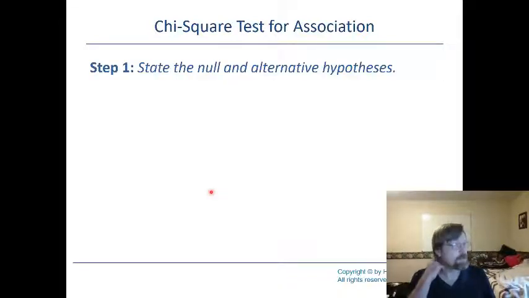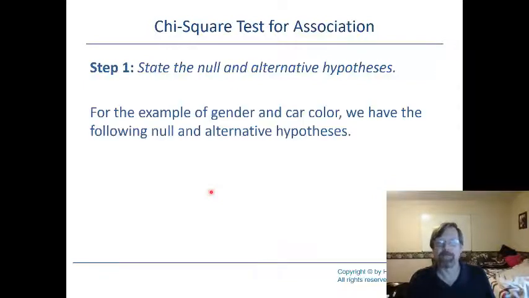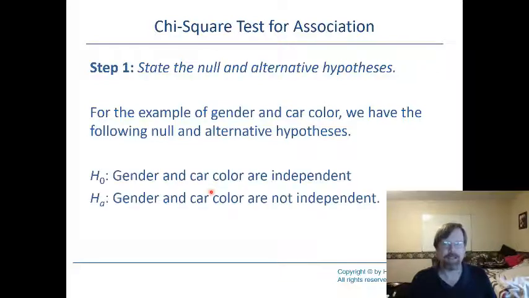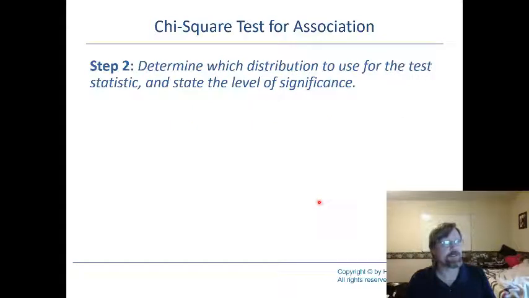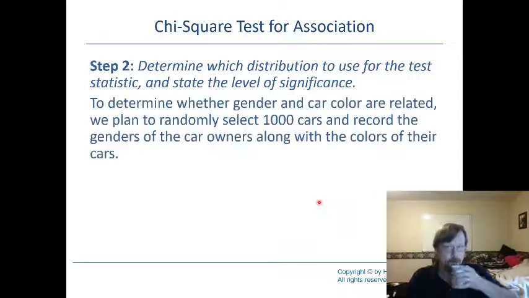For the gender and car color example, we've got gender and car color are independent for the null hypothesis, and gender and car color are not independent for the alternative hypothesis. Next, state the distribution to use and the level of significance.